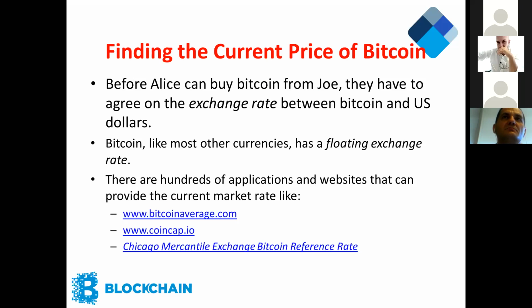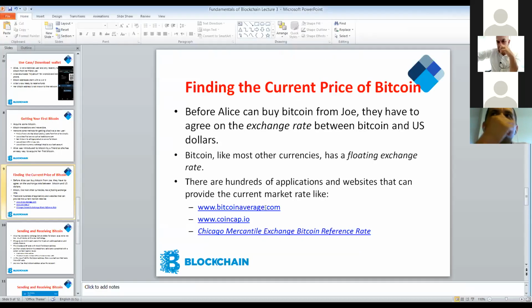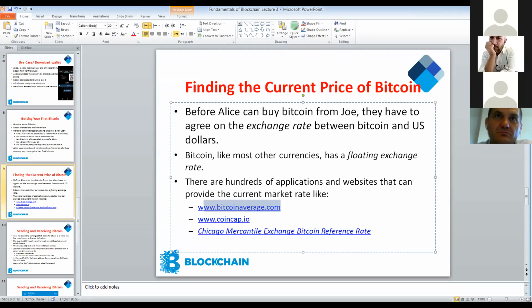By the way, brother, we have only 15 minutes from now. I will take it quickly. This one is Bitcoin average.com and CoinCap, and also the Chicago Mercantile is available. So let us visit one website.